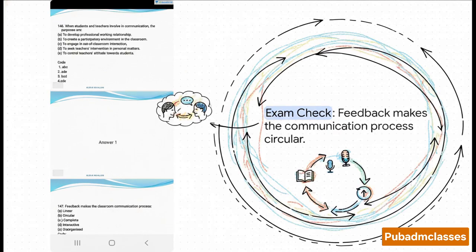And here's one more, bringing it right back to the classroom. Feedback makes the classroom communication process? The answer is circular. Remember the transactional model we looked at earlier? This is that theory in action. By adding feedback, a teacher physically transforms a linear, one-way lecture into a continuous, interactive, and circular process.